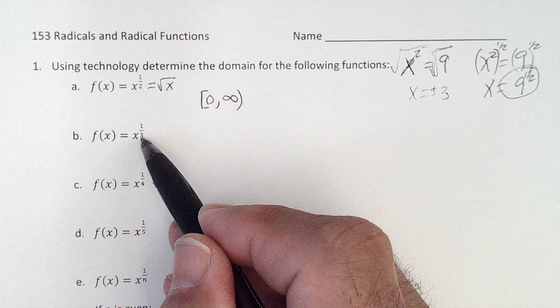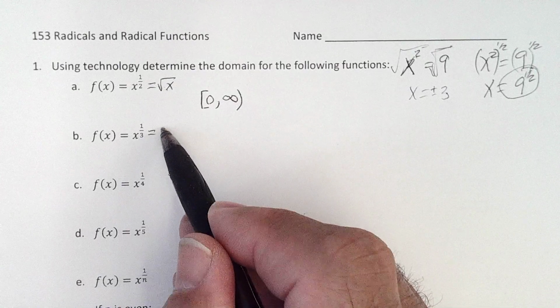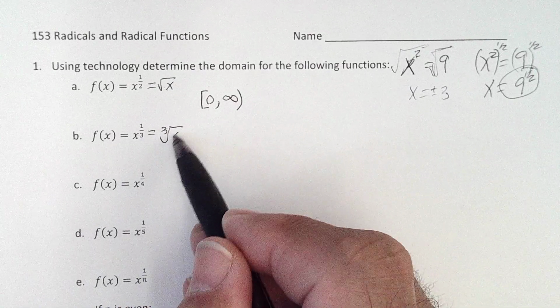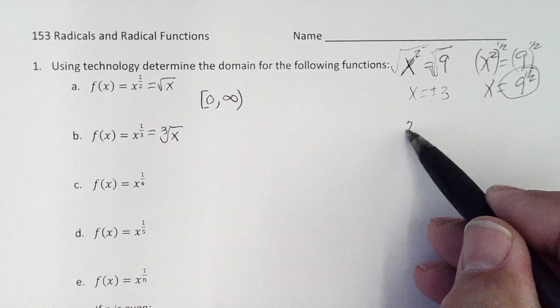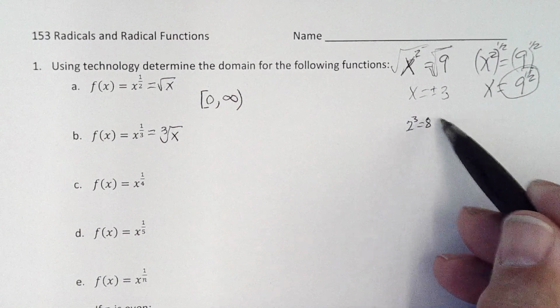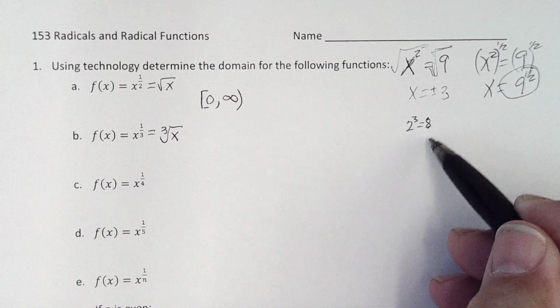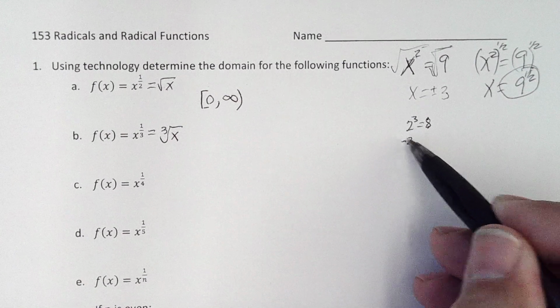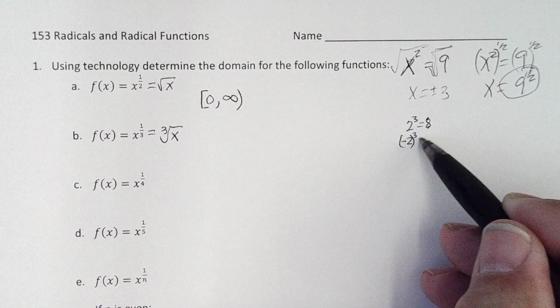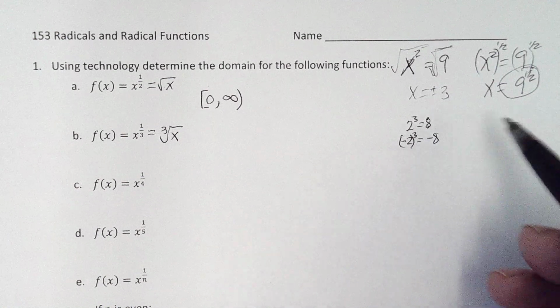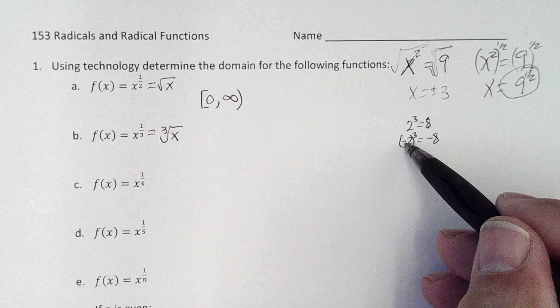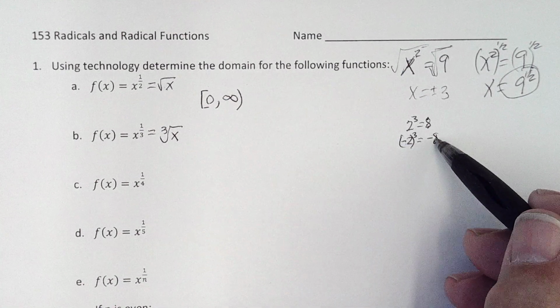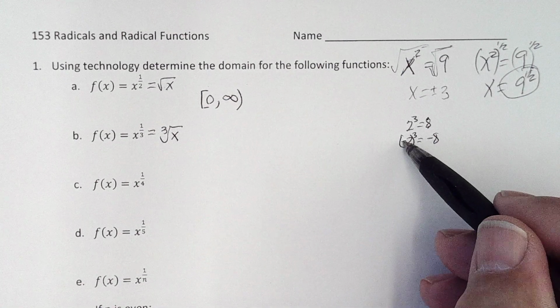This means the cube root. 2 cubed is 8, so the cube root of 8 is 2. Negative 2 cubed is negative 8, so the cube root of negative 8 is negative 2. So you can take the cubes of negatives.